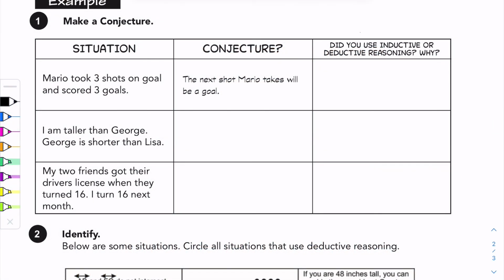For the first example, we need to look at our 3 situations, make a conjecture, and then determine whether or not we are using inductive or deductive reasoning. So when you make a conjecture, you're making a conclusion based on what you're given. So if you're given a pattern, use that pattern to create a conclusion. If you're given definitions or facts, use those definitions or facts to make your conclusion.